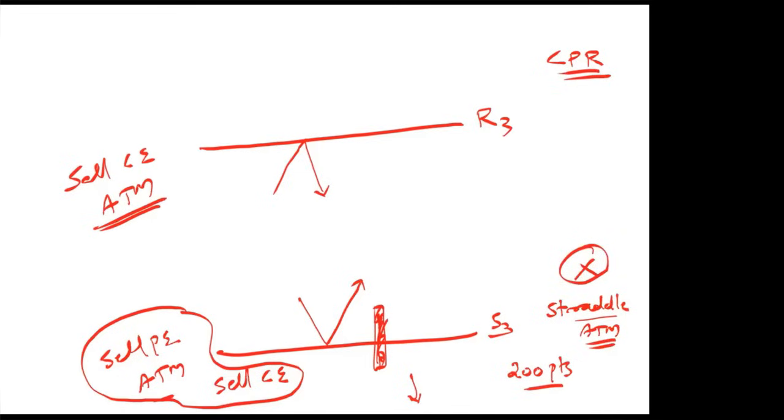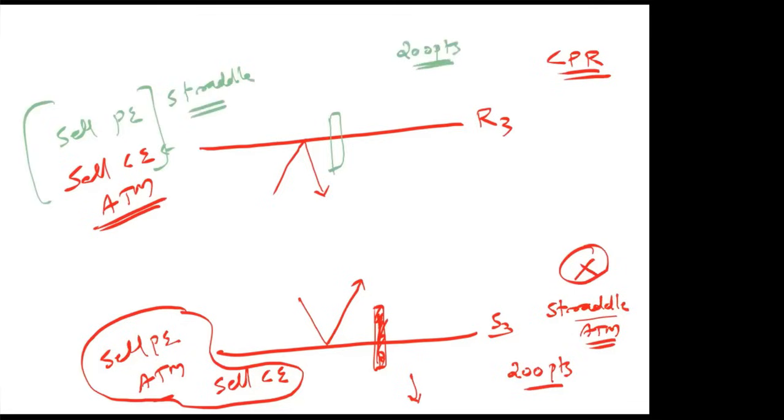Similarly, if there is a breakout here, you already sold a CE, you will sell a PE and convert this into a straddle and just sit. Nothing to do for another 200 points on upside as well as on the downside. Wait for 200 points. If there is no 200 point move upside or downside, if it is going like this, you're so happy, just wait.